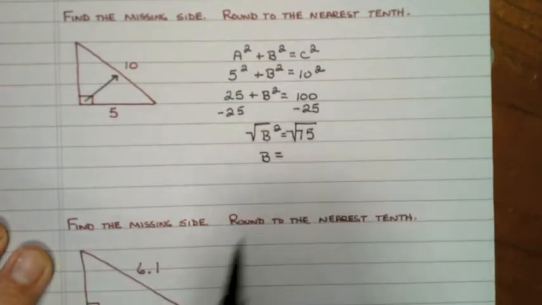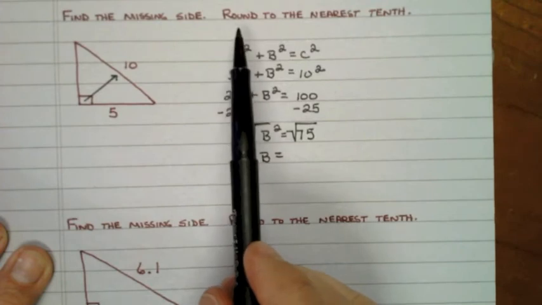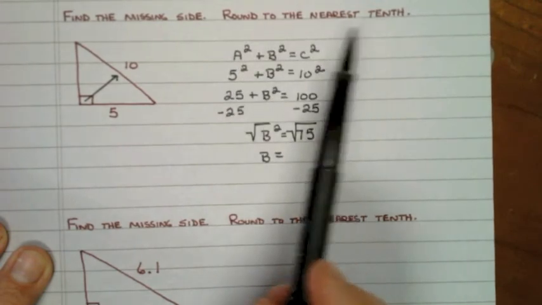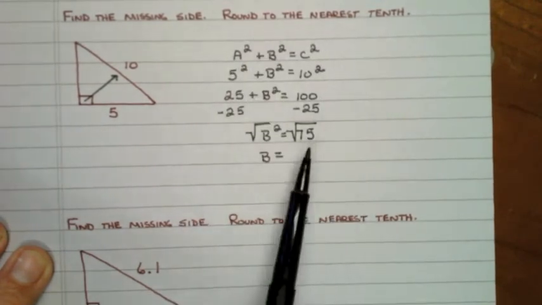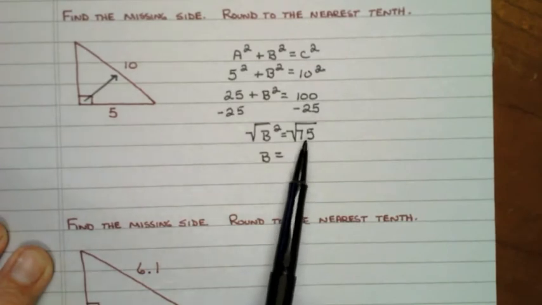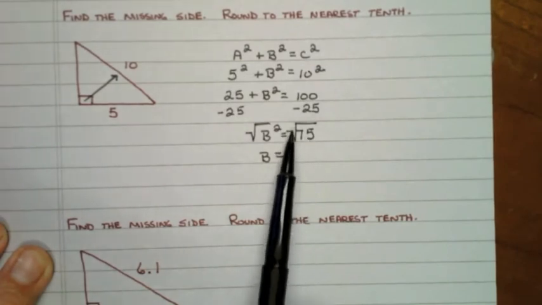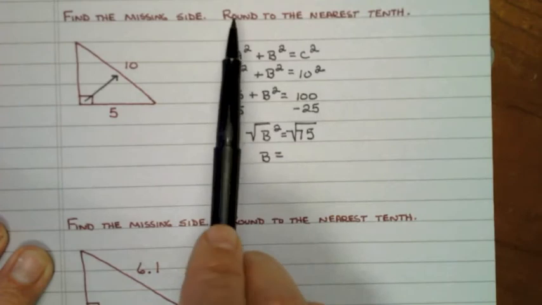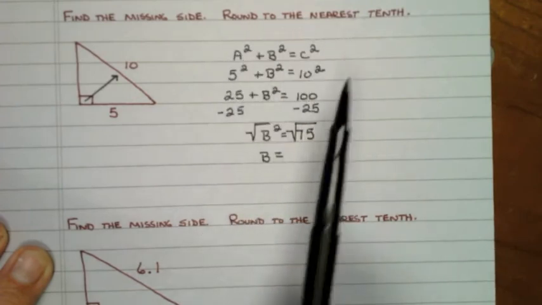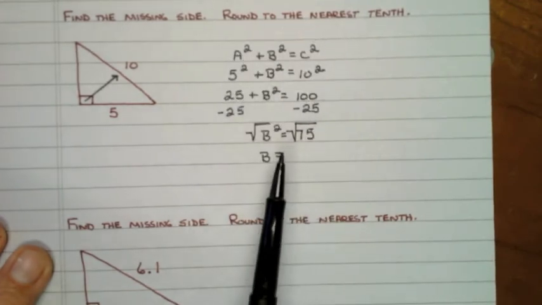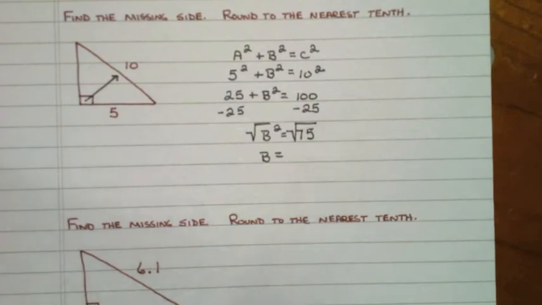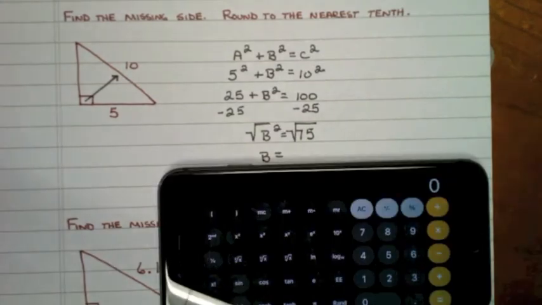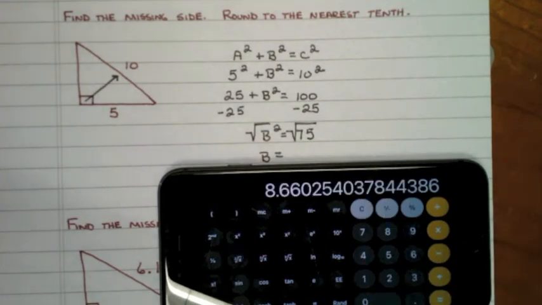B is equal to. Now in my instructions it says I'm going to round to the nearest tenth. You have to pay attention to the instructions because sometimes the instructions will say simplify this radical. We've gone over how to simplify this radical, but since it says round to the nearest tenth, you're actually going to take your calculator out and take the square root of 75. So I'm going to take my calculator, take 75, take the square root of it, and it says round to the nearest tenth.